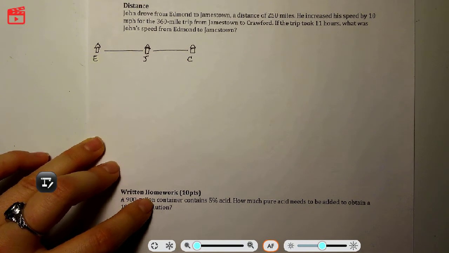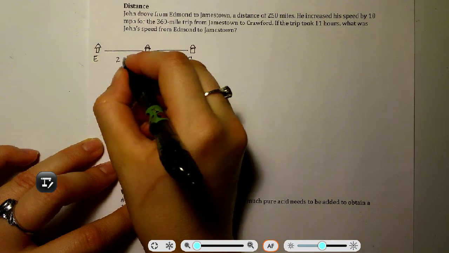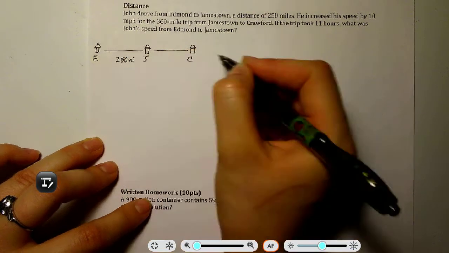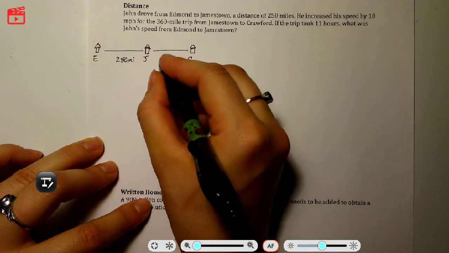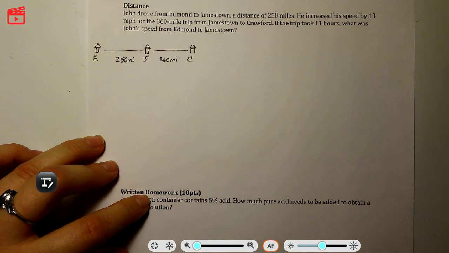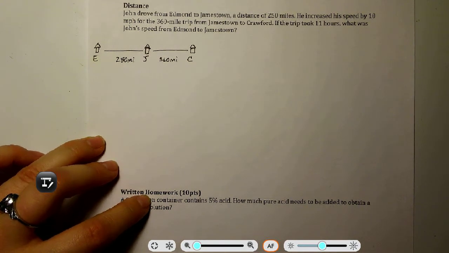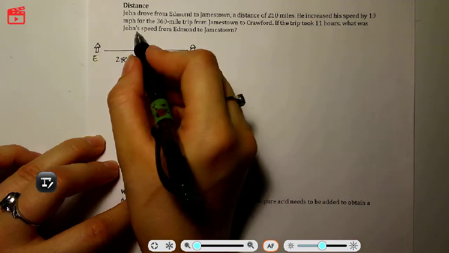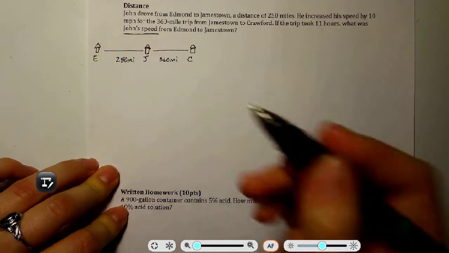Let's see. All right. What do we know? This distance was 250 miles. And the other distance from Jamestown to Crawford was 360 miles. Okay, so it's a pretty good picture. So now I need to write my let statement. So normally your let statement, you base that off of the question. So the question says, what was John's speed? Okay, so that's the thing I'm trying to find, so let's use that as my let statement.